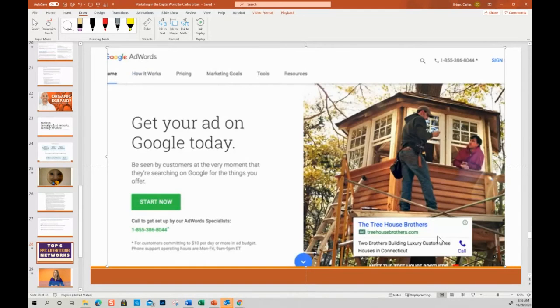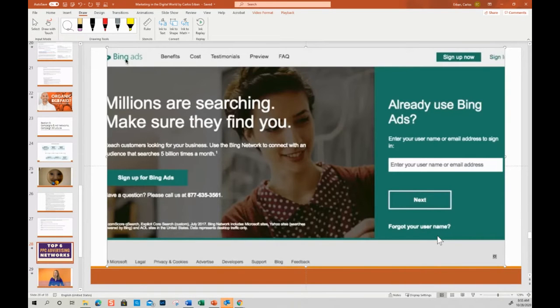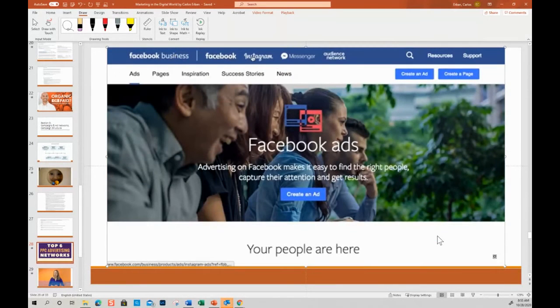Bing Ads, very similar to Google AdWords, just smaller, not as many capabilities, but still a lot that you can do with Bing Ads. So Facebook ads, this includes Facebook, Instagram, Facebook Messenger, and the Audience Network. So all four of them, the whole entire Facebook network as a PPC advertising channel is incredible.